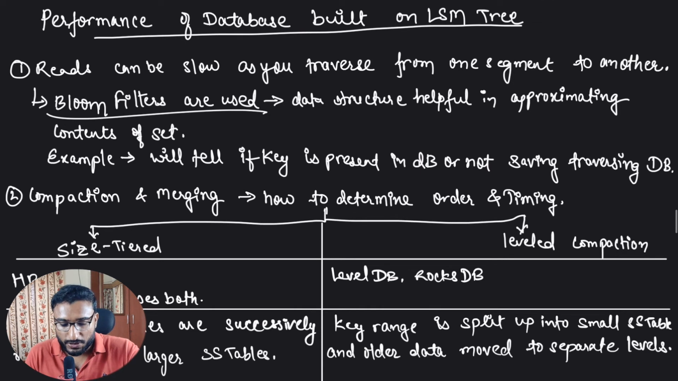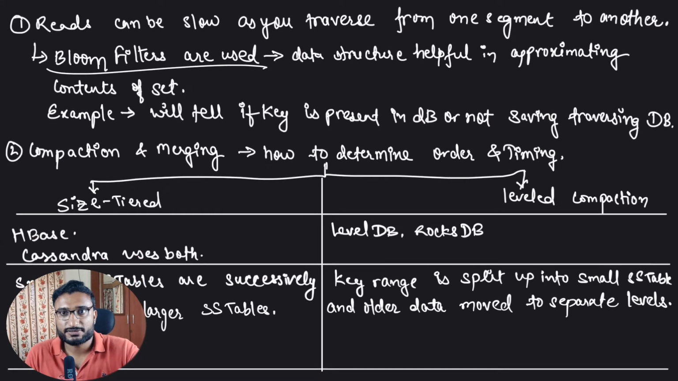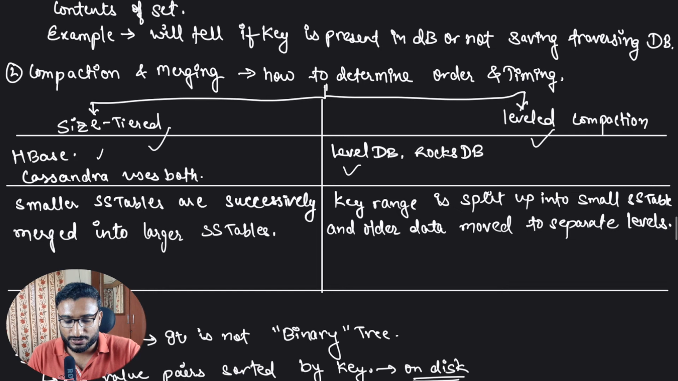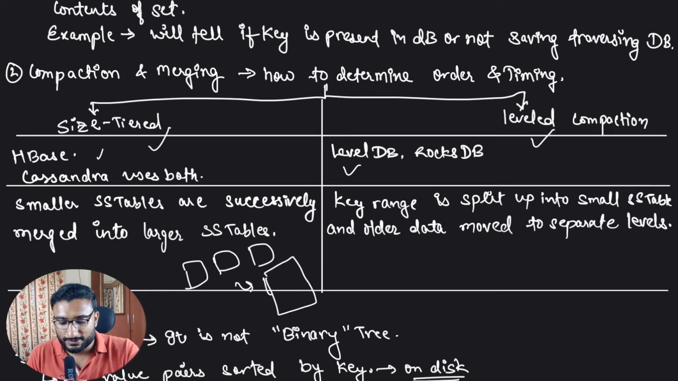So what you can do, there are two ways and it depends on the database, like which way they are using. One is size tiered and one is leveled compaction. HBase uses size tiered, Cassandra uses both. LevelDB and RocksDB use leveled compaction. So this is a very small description about this. In case of size tiered, as you see from the name itself, multiple small SS tables will be successively combined into a larger SS table.